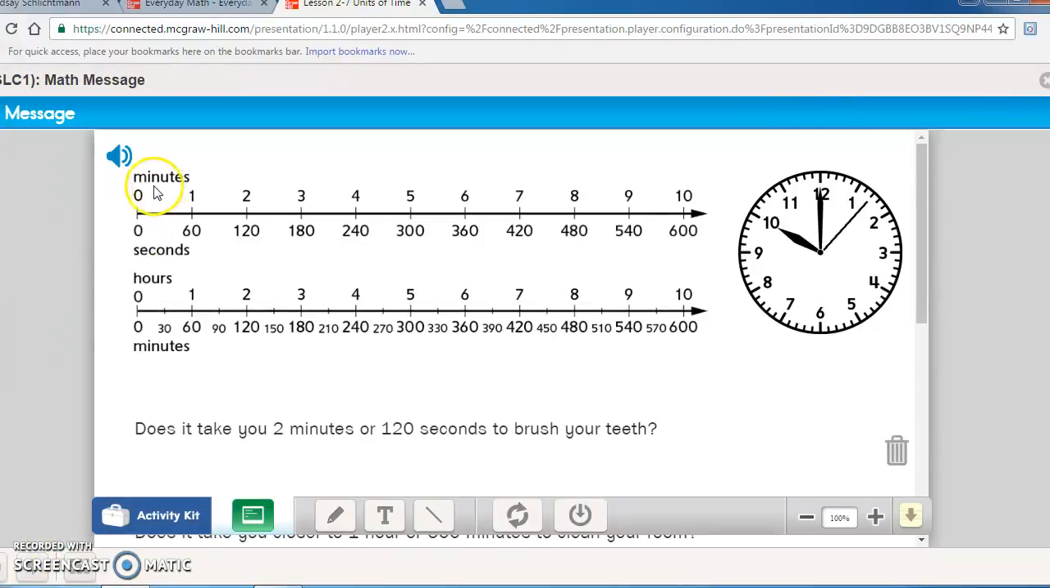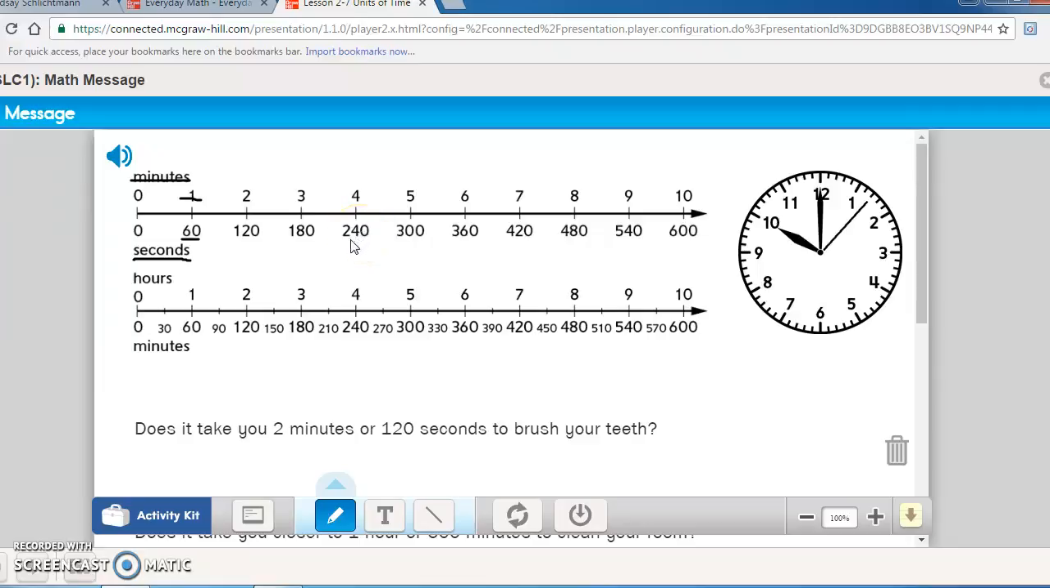All right, minutes compared to seconds. You need to pay attention to when you see the word minutes and it says 1, that means it's comparing 1 minute to how many seconds are in that minute. So there are 60 seconds in 1 minute. We go up to 2, we double that. 60 plus 60 is 120. We go up to 3, 60 plus 60 plus 60 is 180. When we go up to 4, 60 plus 60 plus 60 plus 60 is 240.